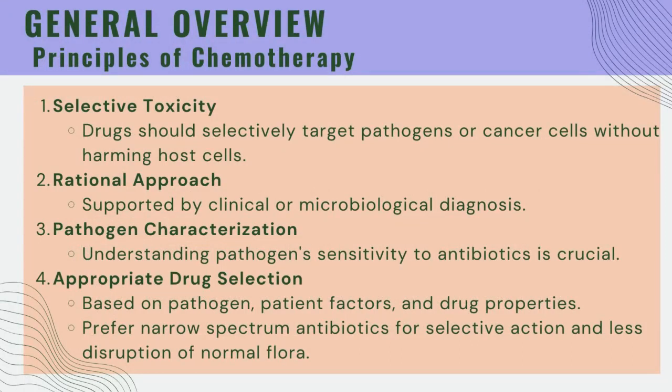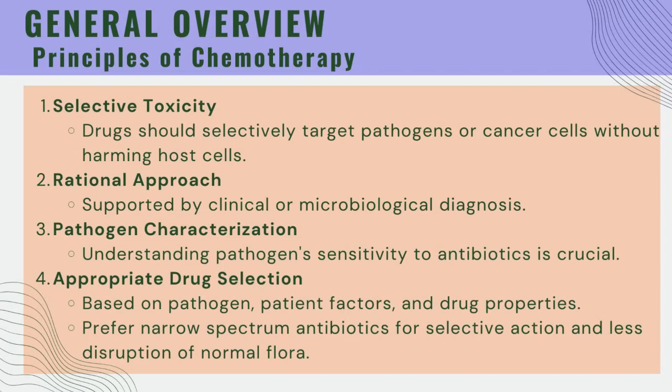Next are the principles of chemotherapy. The first is selective toxicity. Drugs should selectively target pathogens or cancer cells without harming host cells. Chemotherapy should be rational and needs to be supported by either a clinical or microbiological diagnosis to identify the pathogenic organisms. Characterization of the pathogen, including its sensitivity to an AMA, is essential. Selection of an appropriate drug is based on pathogenic organism, patient factor, and drug factor.